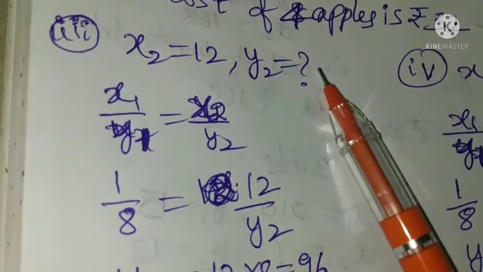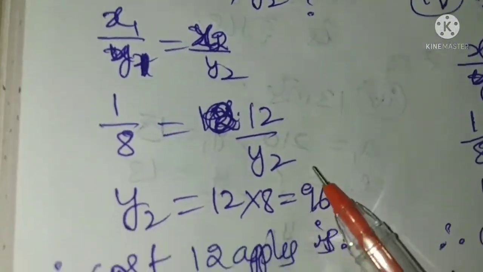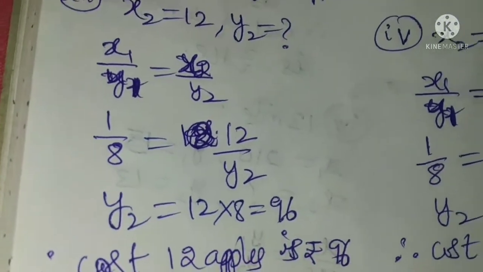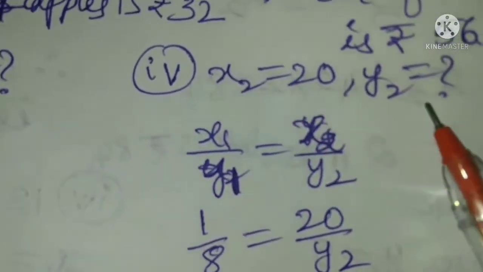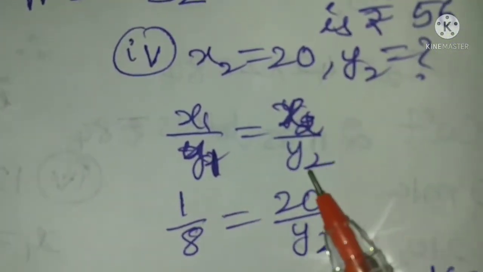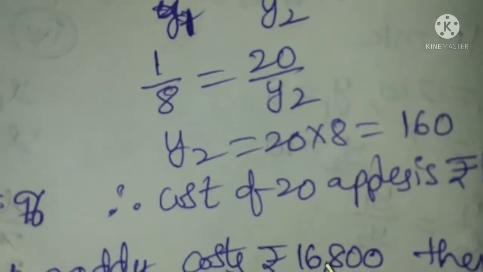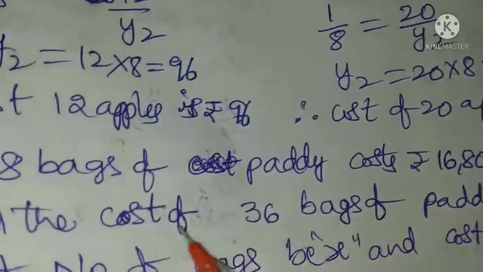Here x2 12, y2 we have to find, x1 by y1, x2 by y2. 1 by 8, 12 by y2. y2 is 12 into 8, 96 rupees. Cost of 12 apples 96 rupees. Same goes here, x2 20, y2 we have to find, x1 by y1 is equals to x2 by y2. 1 by 8 is equals to 20 by y2. y2 is equals to 20 into 8, it is 160. Therefore cost of 20 apples rupees 160.